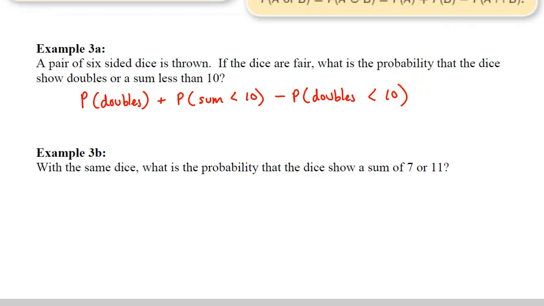So here's what we're going to do. We're going to find the probability of getting doubles. We're going to find the probability of having a sum less than 10. And then we're going to subtract the doubles that are less than 10 because we've counted those twice.